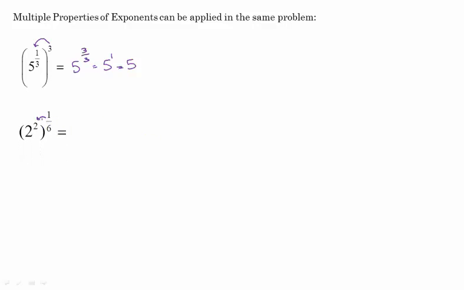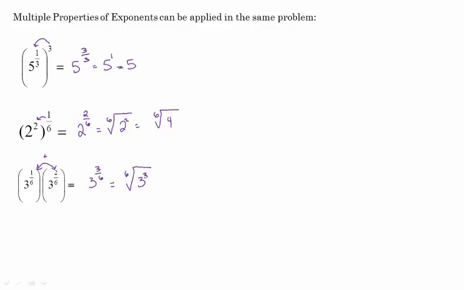Or when I distribute in, I could end up with 2 to the 2/6, which gives me the 6th root of 2 squared, which is the 6th root of 4. If I have 2 being multiplied together, remember we're going to add these. So I have 3 to the 3/6, which is the 6th root of 3 to the 3rd, which is the 6th root of 27. 3 to the 3rd is 3 times 3, which is 9, times 3, which is 27.